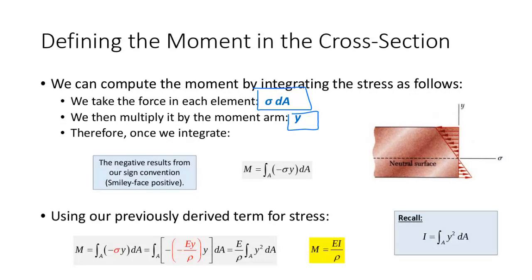So the moment in the section is just negative sigma y dA. We have to throw a negative sign in there because that comes from the sign convention that we use when we draw our moment diagrams, like smiley face positive and what have you. So I take this expression for moment, plug in what I had for sigma, and I get this term here. That integral of y squared dA is the moment of inertia. So I can replace that with that term, the moment of inertia, and I get this.